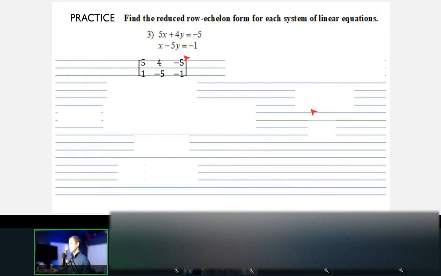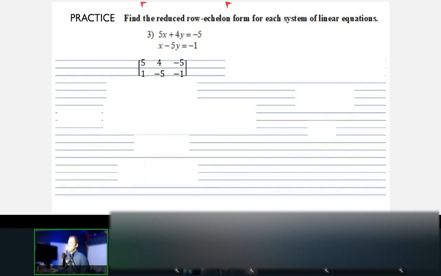Could we have also multiplied row 1 by 1/5? Would that have worked? Yes, it would have. Is that probably the best choice? Why or why not? Yes, because we would have fractions. We could do it, but it wouldn't be a great choice because now we're going to have fractions.